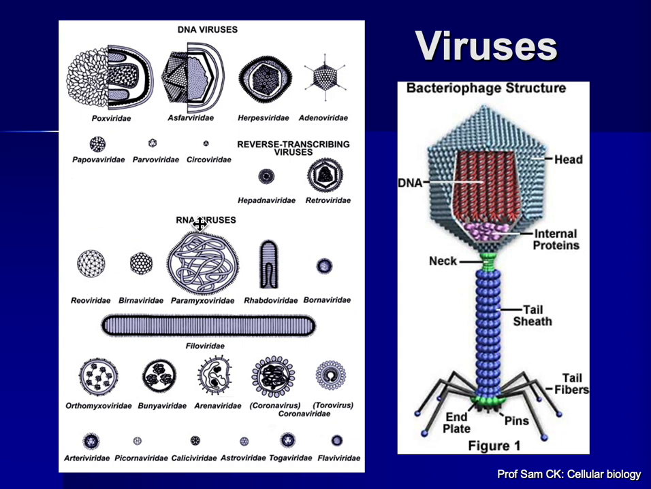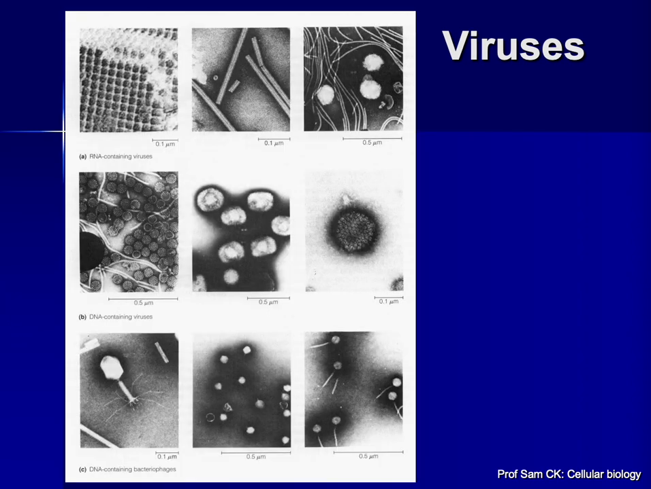There are also RNA viruses, which include this coronavirus over here. You can see the capsid, the spike protein, and the outer layer of the virus. This is how they look under the microscope. I can easily identify the bacteriophage over here, but not really the others. I'm not the virus expert.